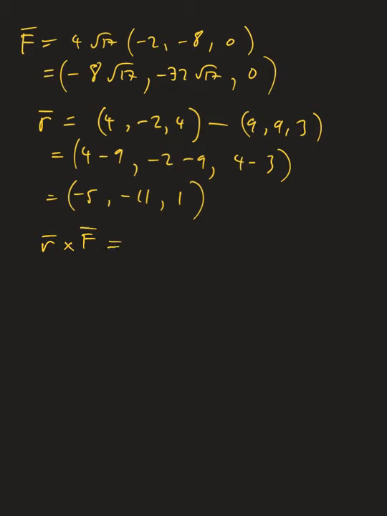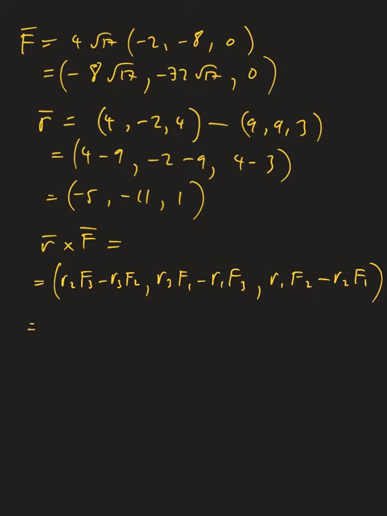Now the moment of the force is simply given by r cross f. So the formula for the cross product of r and f: the first component is r2 f3, the second or y component of r times the third or z component of f, minus r3 f2. The second component will be r3 f1 minus r1 f3, and the third component will be r1 f2 minus r2 f1.